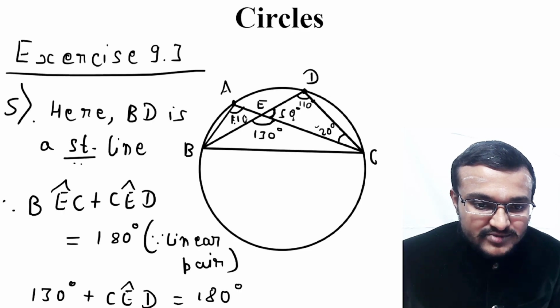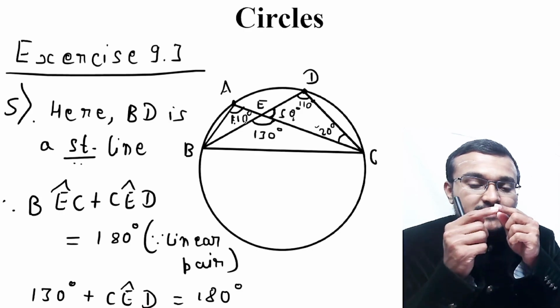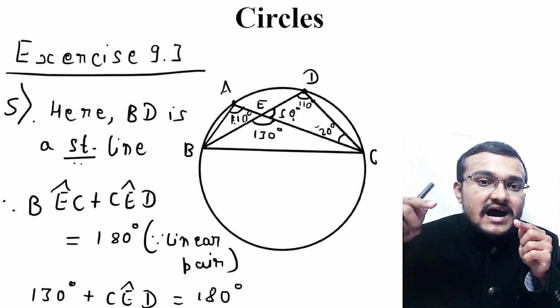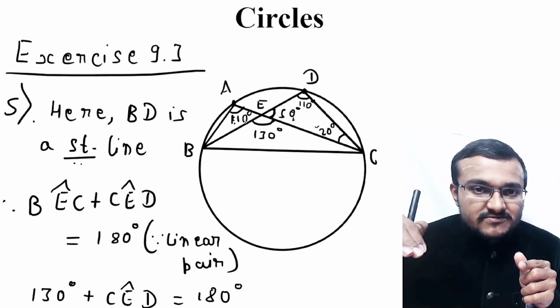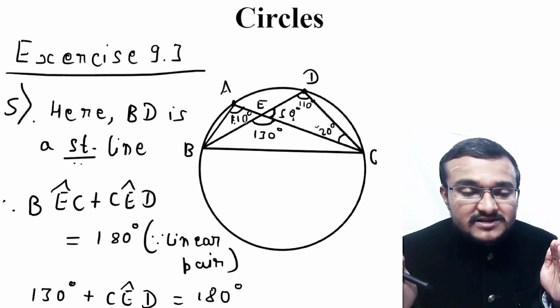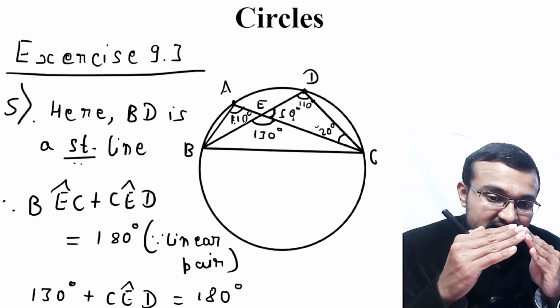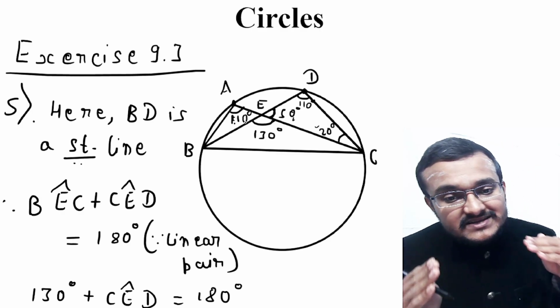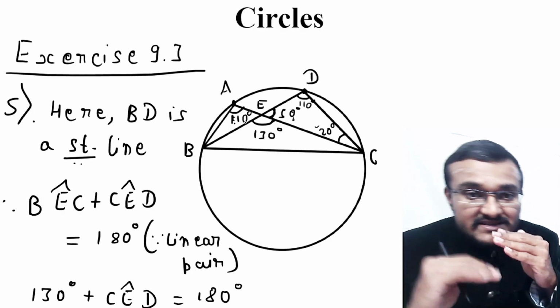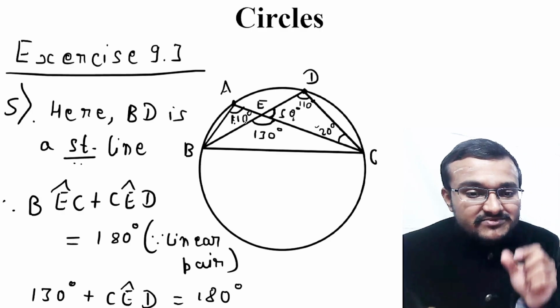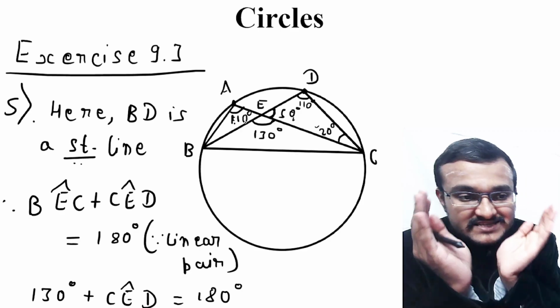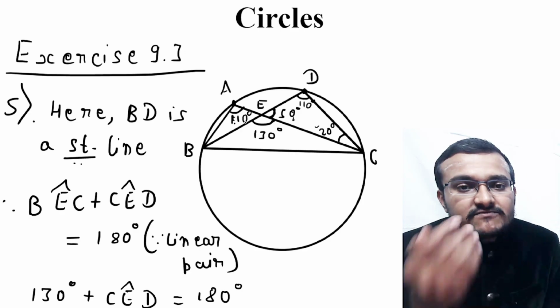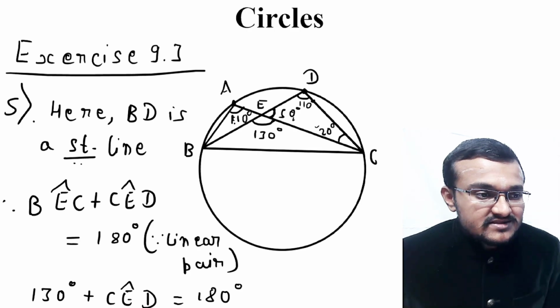Then this angle will also be 110 degrees, because BC acts as an arc. If you consider the major arc BC, this arc is subtending an angle at A, and the same arc is subtending an angle at D in the same segment. That means the angle subtended at A and the angle subtended at D by the same major arc BC will be equal to each other.